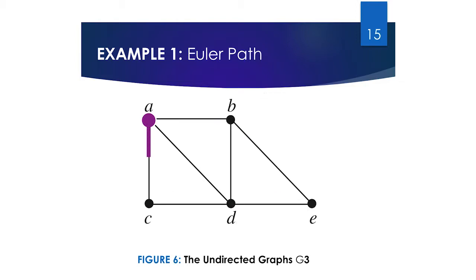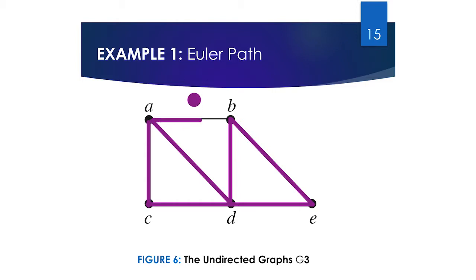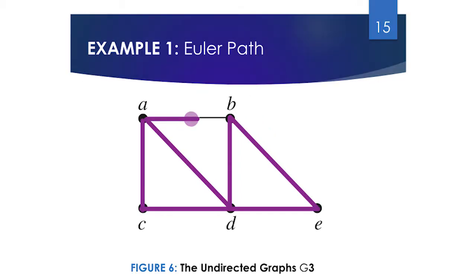However, G3 has an Euler path, namely A to C, then to D, then to E, then to B, and then to D, and then to A, and then to B. As you can see from figure 6, the green circle indicates the sequence we take for the Euler path. So we could not visit all edges and return to the vertex A that we started from, and we do not have an Euler circuit, but we managed to have an Euler path.